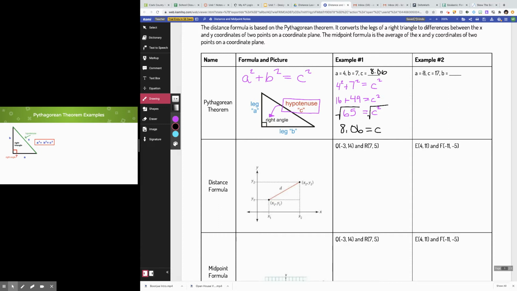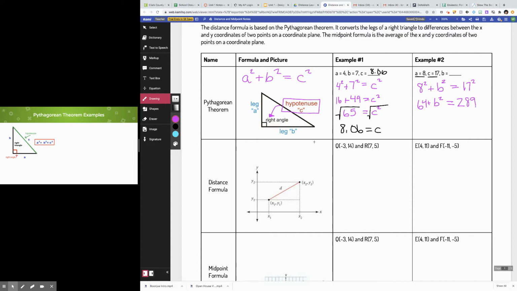All right, let's do a slightly different example here where I gave you A and C, and I want to know what B is this time. So I still have A squared, so 8 squared, plus, I don't know what B is, so I'm going to put B squared right here, equals 17 squared. Okay, all right, so I need to go through and square the numbers that I have. So 8 squared is 64, so you have 64 plus B squared equals, and then 17 squared is 289.